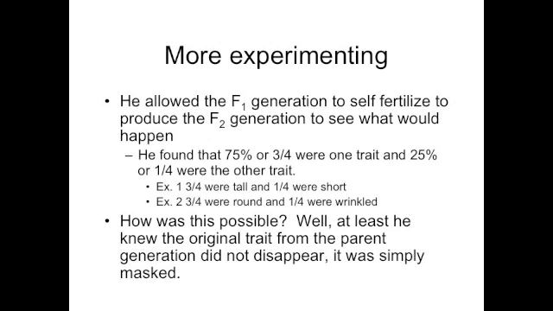He wondered how this was possible. At the very least, he knew that the original trait from the parent generation did not disappear. It was simply masked in the F1 generation. For example, the short trait did not disappear. It was simply masked by the tall trait. And the wrinkled trait also did not disappear. It again was masked by the round trait in the F1 generation.